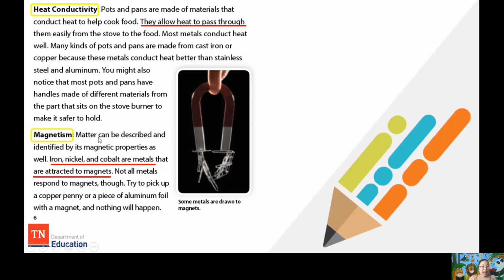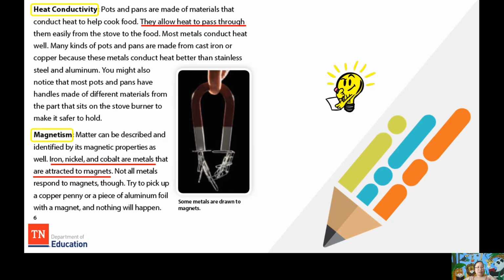Okay, the next part is magnetism. Matter can be described and identified by its magnetic properties as well. Iron, nickel, and cobalt are metals that are attracted to magnets. Not all metals respond to magnets, though. Try to pick up a copper penny or a piece of aluminum foil with a magnet, and nothing will happen. So magnetism is whether it gets attracted to a magnet. You can pick it up with a magnet.